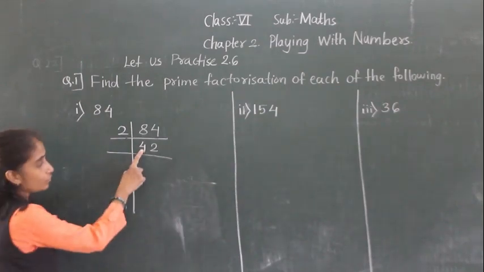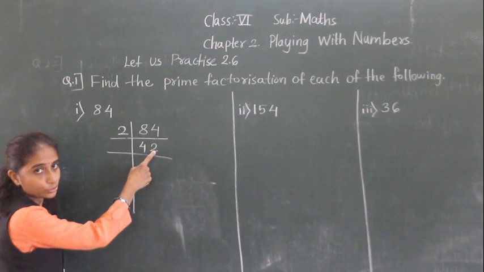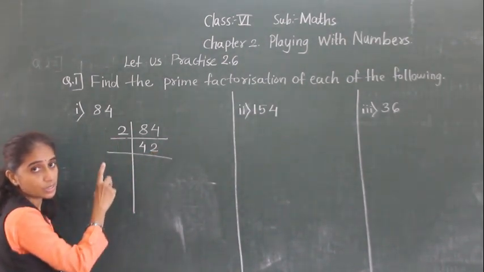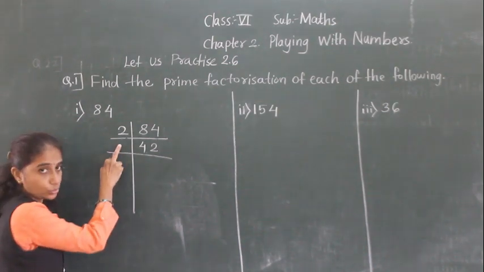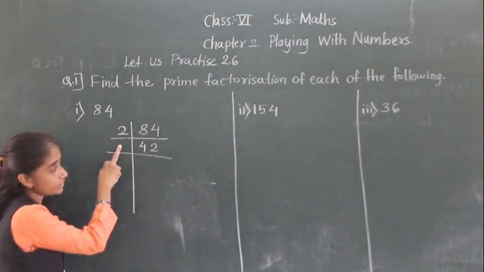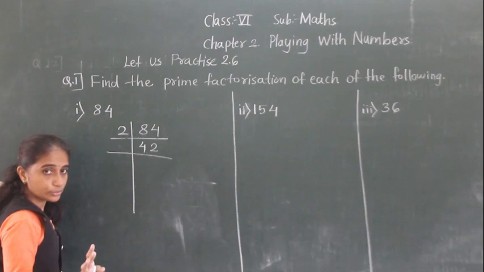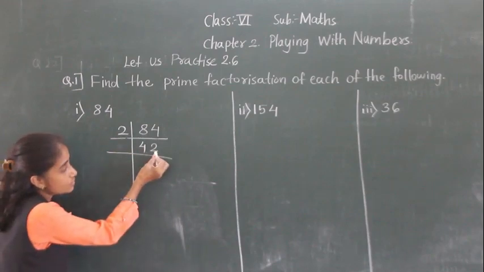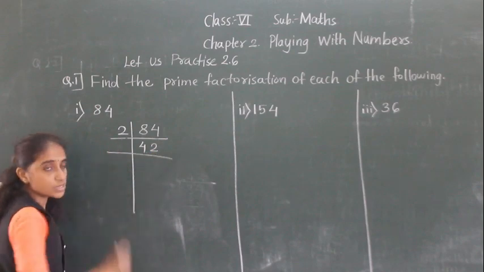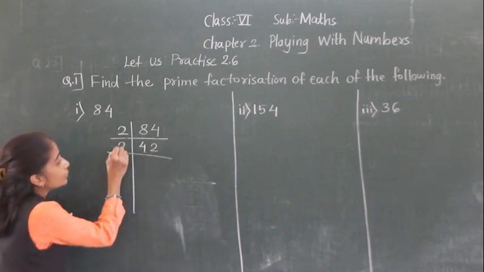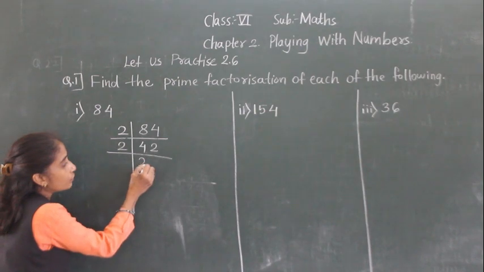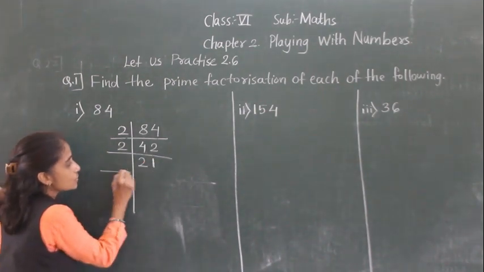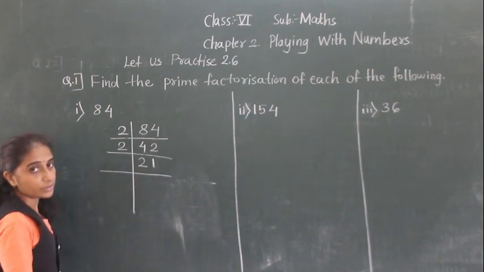Now next, which number did we get? 42. Again check with the smallest possible prime number. 2 is the smallest prime number, and it is divisible by 2. See, its first place is 2, so it is divisible by 2. 2 2s are 4. 2 2s are 2. So we got 21 here.